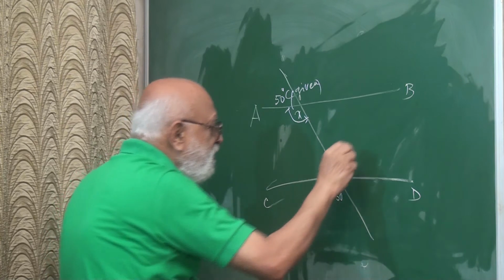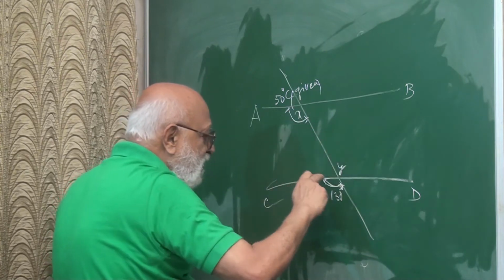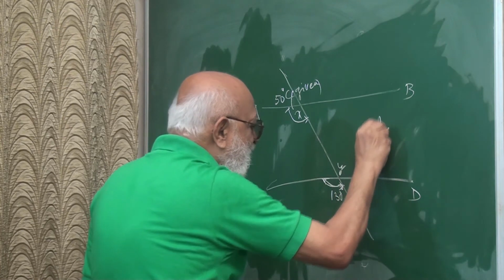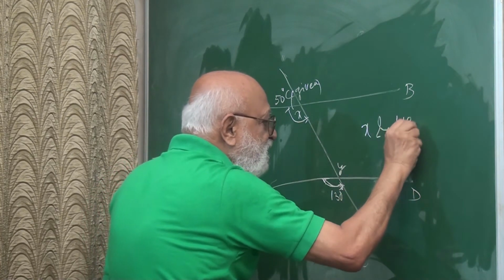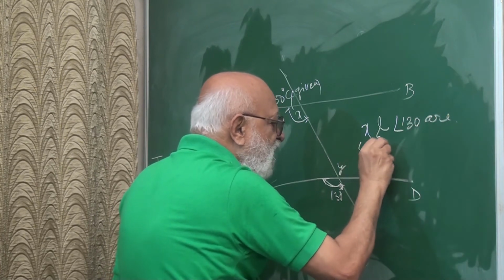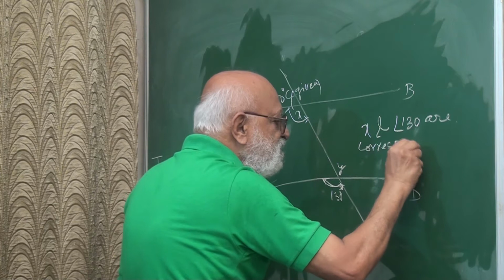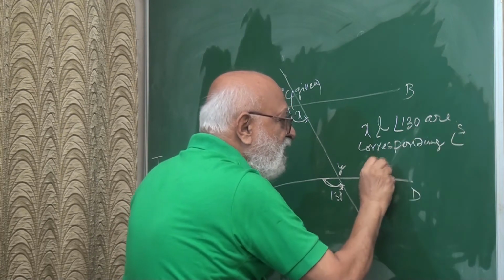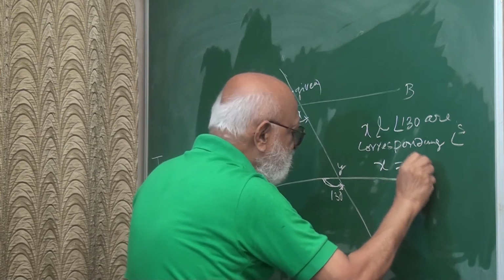they are corresponding angles. One is above this, the other is above this. So X and the angle 130 are corresponding angles. Corresponding angles. Therefore, x equal to 130.